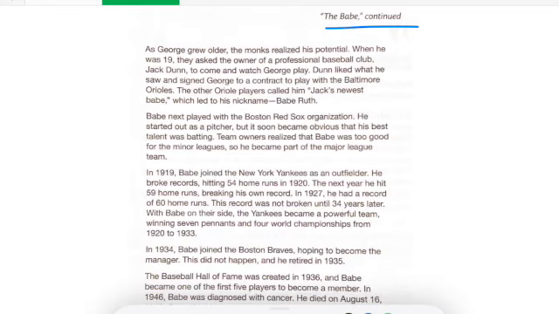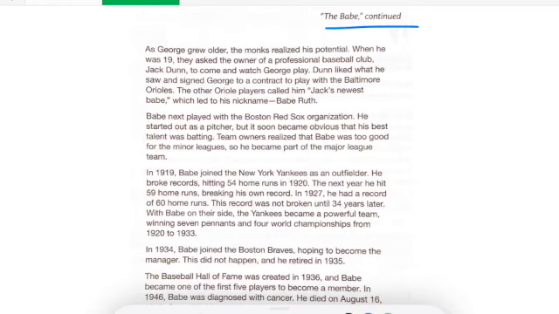He broke records, hitting 54 home runs in 1920. The next year, he hit 59 home runs, breaking his own record. In 1927, he had a record of 60 home runs. This record was not broken until 34 years later. With Babe on their side, the Yankees became a powerful team, winning 7 pennants and 4 world championships from 1920 to 1933. In 1934, Babe joined the Boston Braves, hoping to become the manager. This did not happen, and he retired in 1935.